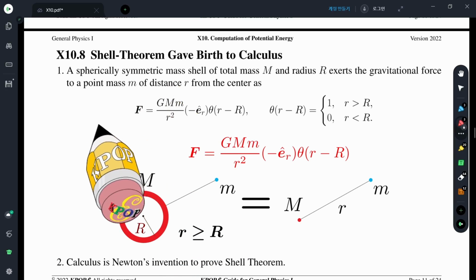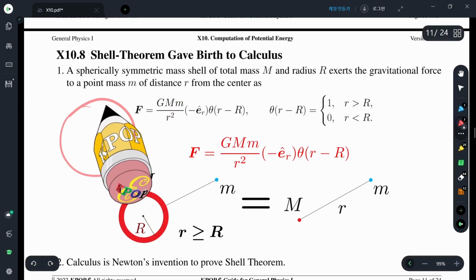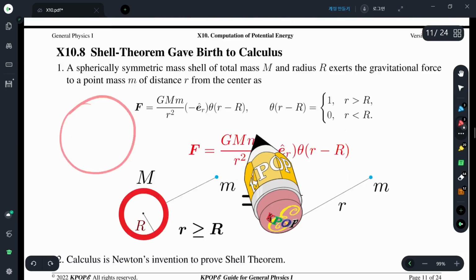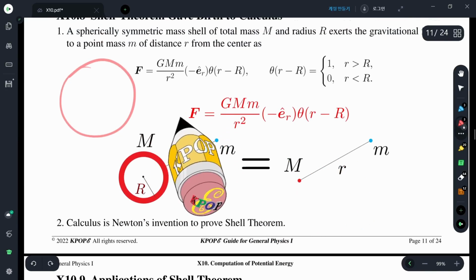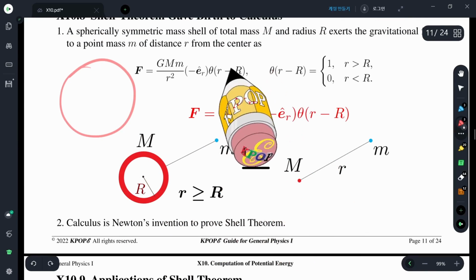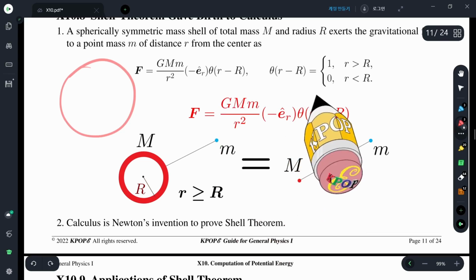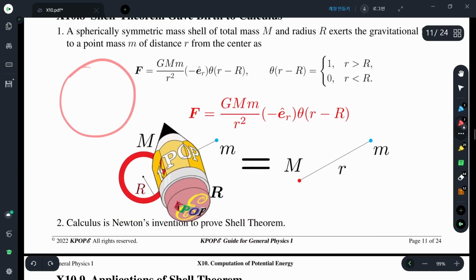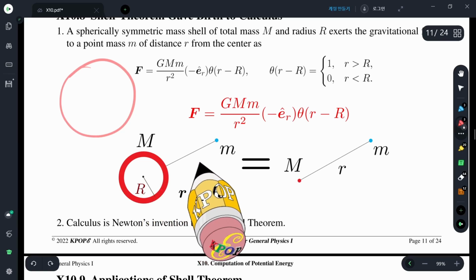The shell theorem states the result of this integral. Let me just give you the answer only, because after we learn potential energy, proving the shell theorem is much easier than what Newton actually did. He didn't introduce the potential energy. He computed the force directly.